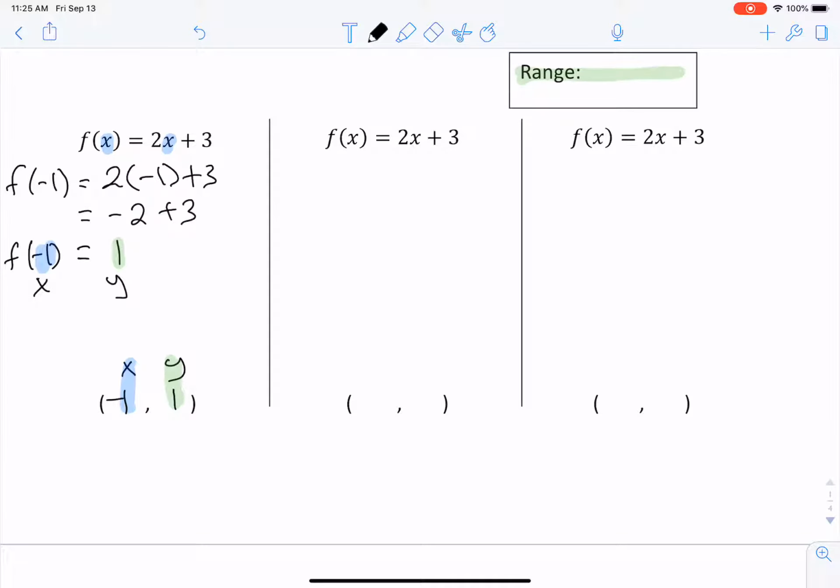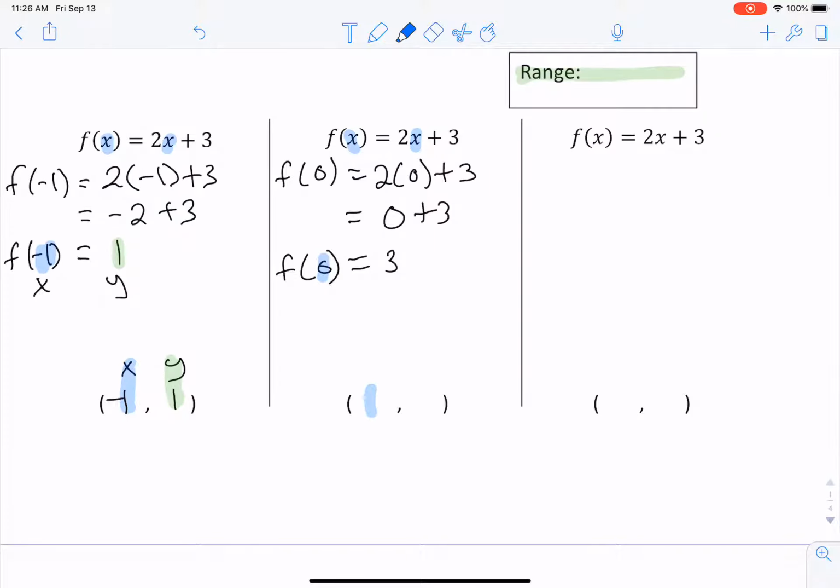Our next x value that we're going to input is 0. So f of 0 equals 2 times 0 plus 3. 2 times 0 is 0, plus 3 gives me 3. So the function f when x is 0 gives me 3. So our 0 is our x value that goes here, and our y value is the 3 that we found, which goes here. So the ordered pair 0, 3 is the same thing as this notation right here.